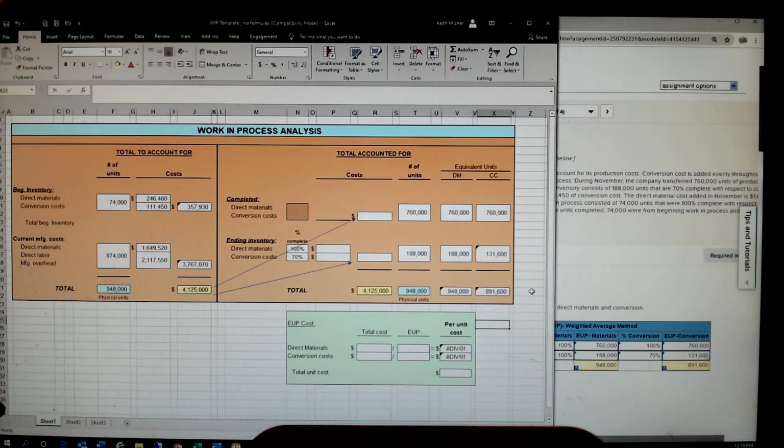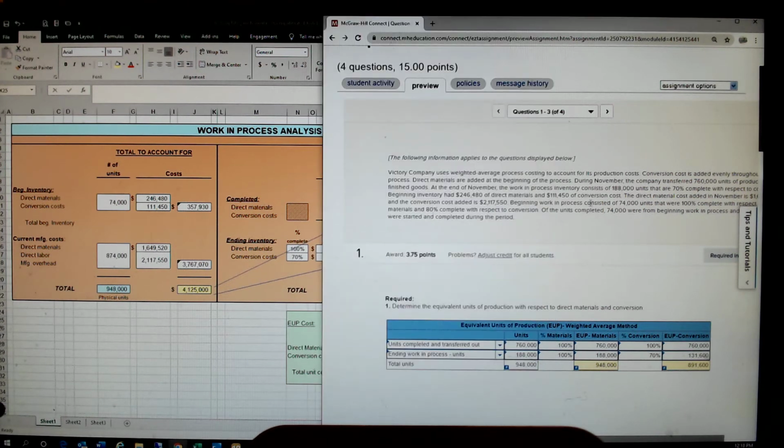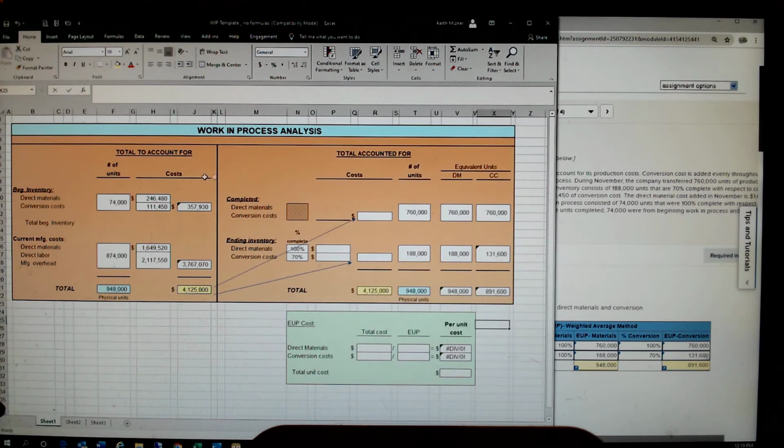That was step 2. Now notice that the problem did tell us that beginning inventory was 80% complete with regard to conversion costs. These units were 80% complete. Notice that I did not need that for my computations. I only need to know the percentage of ending inventory complete. And they're not throwing it in there to confuse us. That's a fact. They were 80% complete. But we don't need to know it at the end of the month.